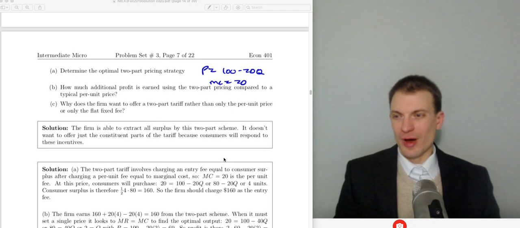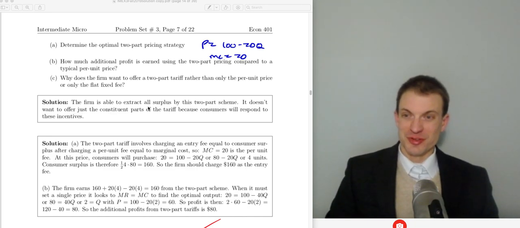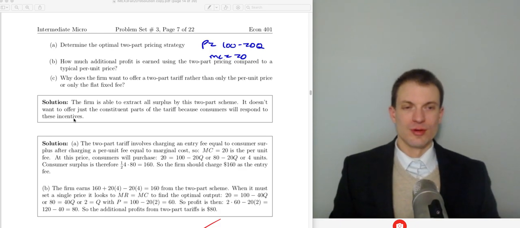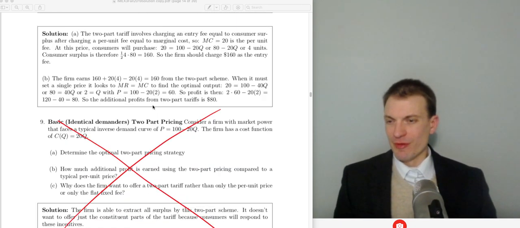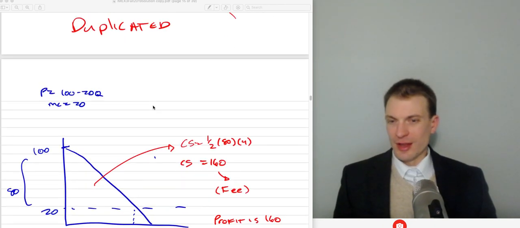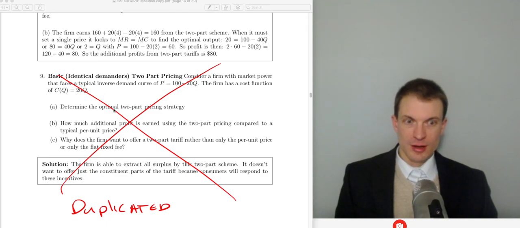Let's see. So why does the firm want to do this? This is the answer to part C. The firm is able to extract all surplus by this two-part scheme. It doesn't want to offer just the constituent parts of the tariff because the consumers will respond to those incentives, and so actually do something that's not optimal from the perspective of the firm. I don't remember if I wrote this out here. I did. Cool. So I'm realizing in the problem set that I've got here, I duplicated a couple exercises.